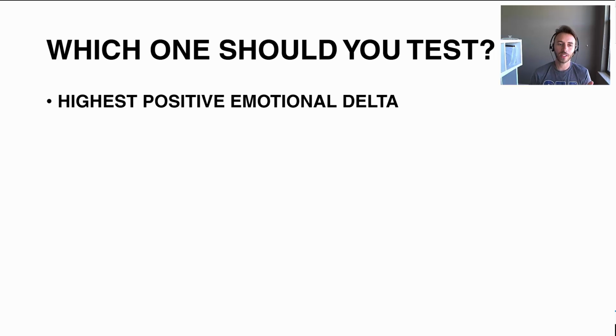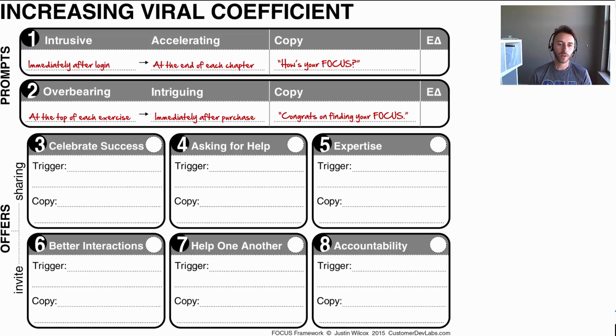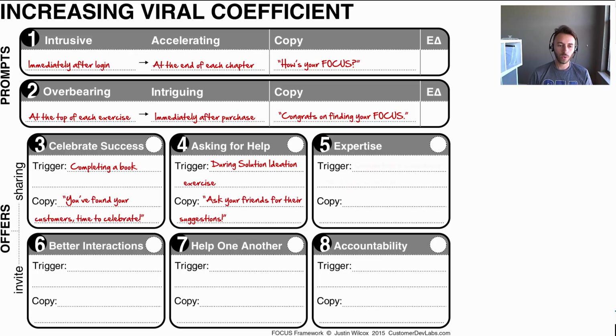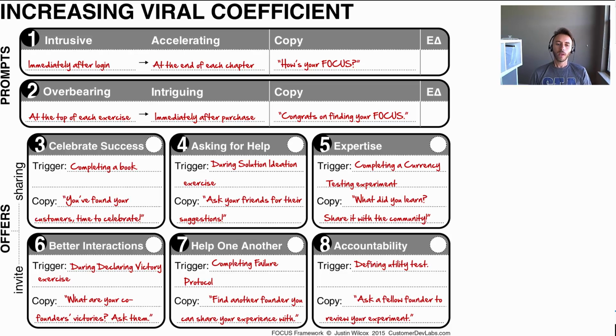You're going to use the same thing we've been using throughout the utility test. You're going to guess at what's going to create the highest positive emotional delta, and then use that to choose the offer and prompt. So you've got an emotional delta field for the 2 prompts, and you have each of these circles here. You're going to write in a score of 1 to 5 based on how much positive emotional delta you're going to help someone achieve through this prompt or offer.